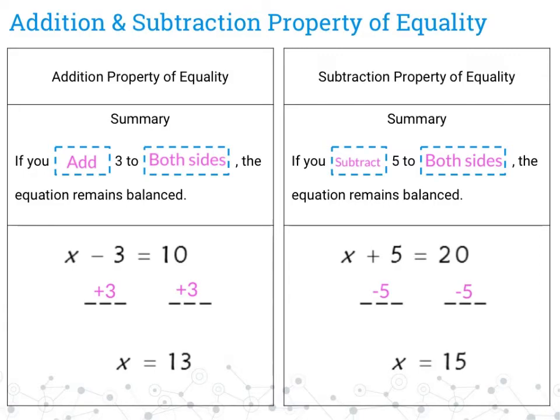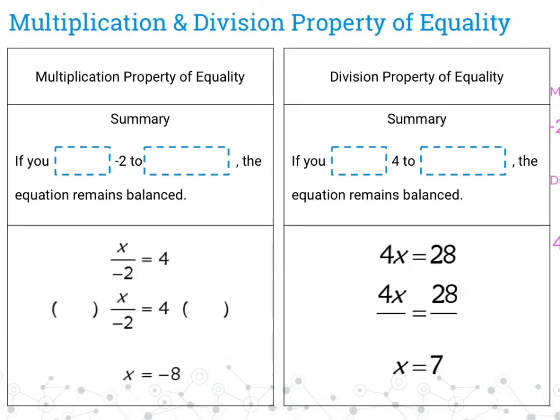Let's take a look at the last two properties. Here we are talking about the multiplication and division properties of equality. The multiplication property of equality states that if you were to multiply by -2 on both sides, then the equation will remain balanced, just like I see down here. The -2 and the -2 are going to give me 1, or 1x, and the 4 times -2 is going to give me -8. So again, if I'm doing something to both sides of the equation, then the equation will remain balanced.